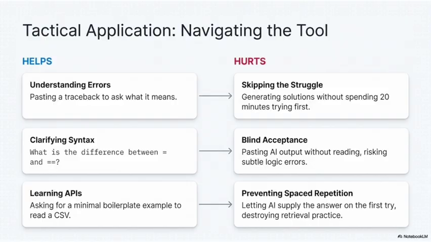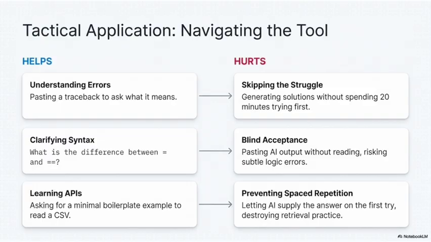Technical application means knowing the difference between AI use that builds your capability and AI use that replaces it. What helps: understanding errors. Paste a traceback and ask what it means. The AI is a living textbook explaining the concept. Clarifying syntax: asking the difference between equals and equivalency is a lookup, not a generation. Learning APIs: asking for a minimal boilerplate example to read a CSV is a starting template, not a finished solution.